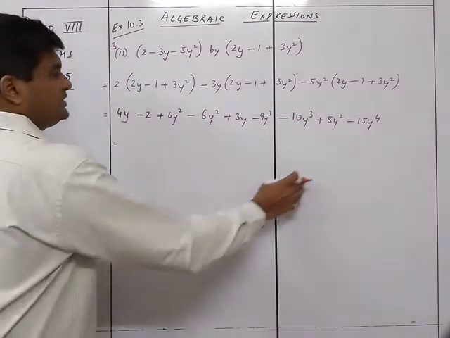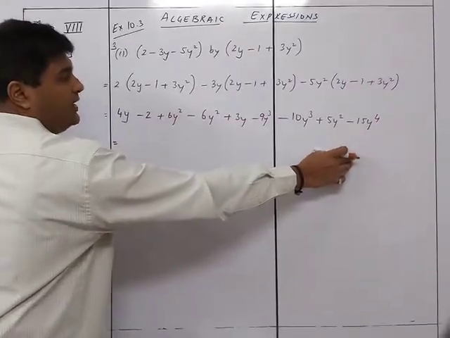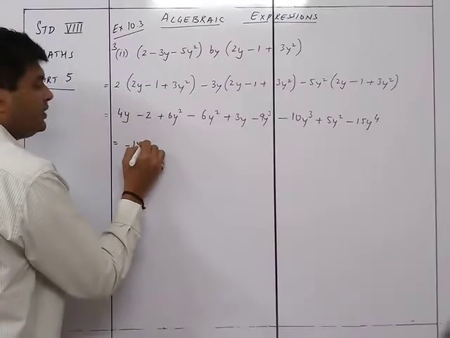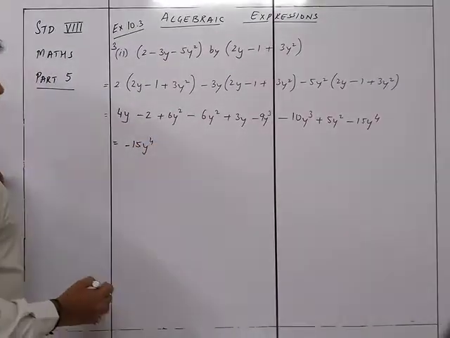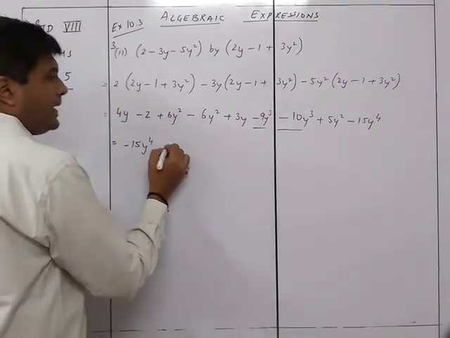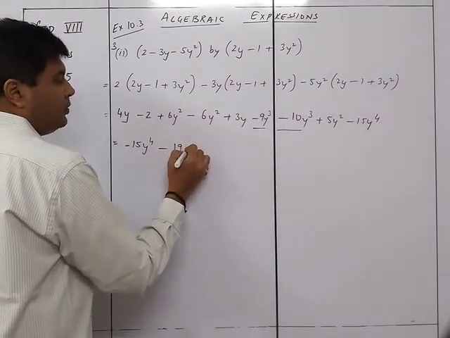we'll start with the biggest one, or we'll start with the smallest one. So anyway, both are negative, doesn't matter. We'll start with this one. So it is minus 15y raised to 4. Then in cube, these two, that is minus 19y raised to 3.